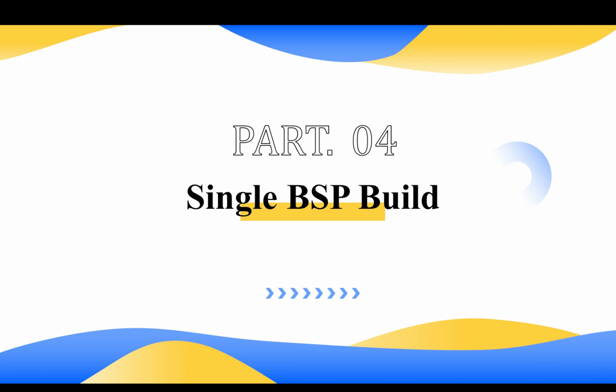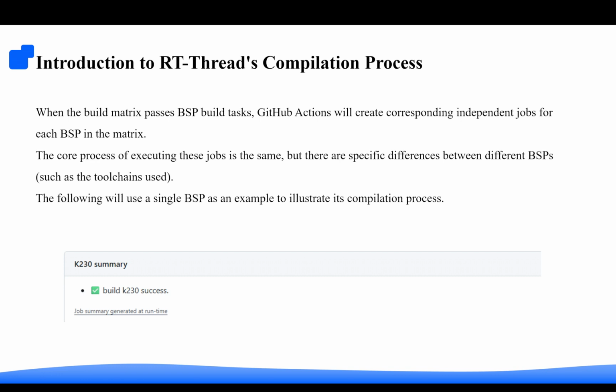Next, take a single task in the matrix as an example to illustrate its process. When the matrix is passed into the BSP building task, GitHub Actions will create independent building tasks for each BSP defined in the matrix. The core processes executed by these tasks are the same, but there are specific differences among different BSPs, such as the toolchains used.